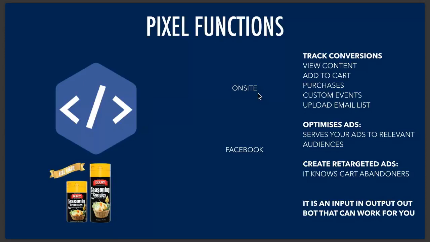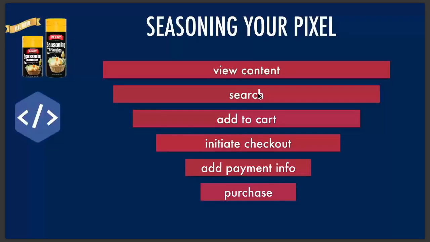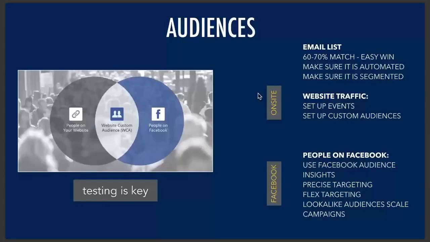Retargeting is very important. Facebook knows who's abandoned your cart if you have set up the pixels correctly. Because if you go back here, if I added to cart and I never made it to initiate checkout, I've abandoned the cart, right? And you could create campaigns for that. Okay, so obviously with audiences, there's like a 60 to 70% match. It's really important, but the key thing really is testing, testing, testing.